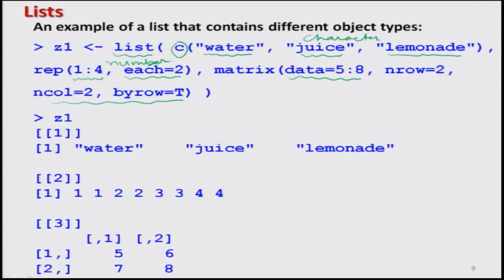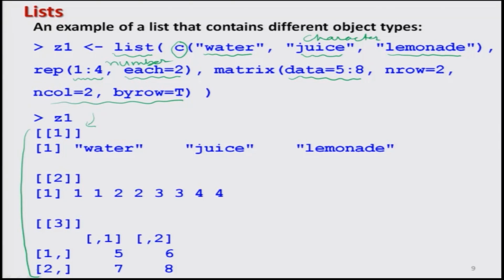Now, if I create this list and try to obtain how this Z1 list looks like, you see I have not written Z1 list, just to give you an idea that the variable name need not have the word list in the name. So, you will get this type of outcome.